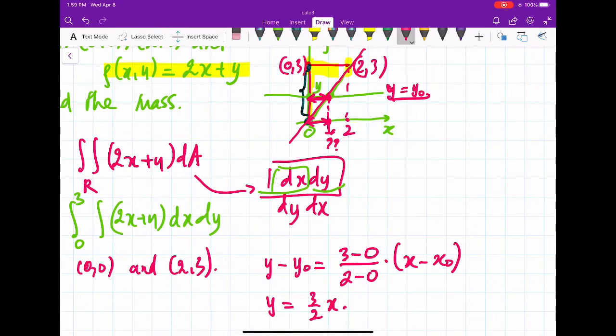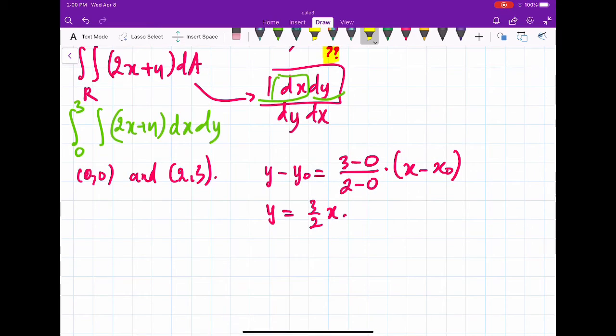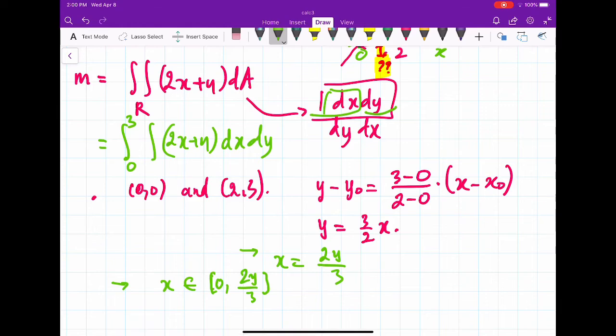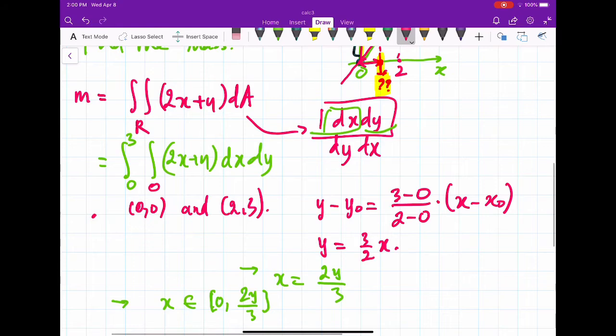So I can find the coordinate right here. For each y, I have x equal to 2y over 3. Makes sense? So x will go from where? x belongs to 0 and 2y over 3 when you fix y. So I can write the limits in here. The first one is 0 and the second one is 2y over 3.